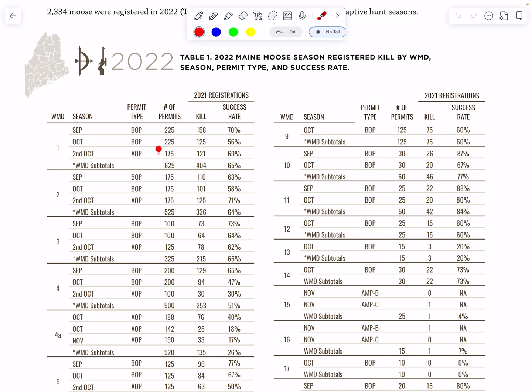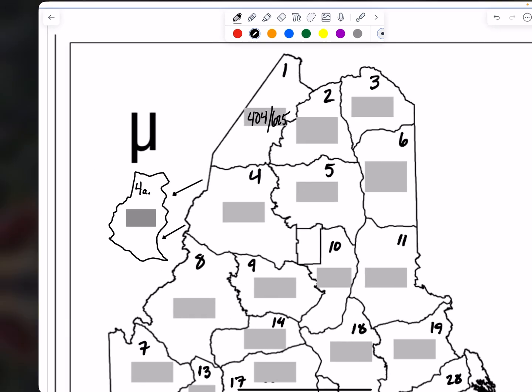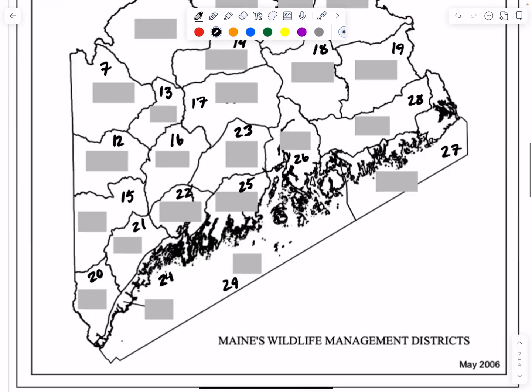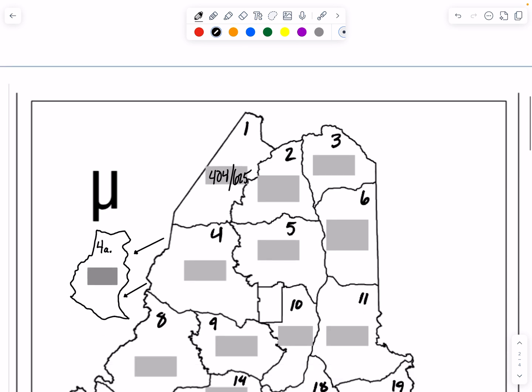In a little bit, we're going to look at the breakdown of permits and the various types that are given. But for now, for each district, all we care about are the number of permits issued and the number of moose harvested there. So we'll go through for each of these. We have 404 moose harvested out of 625. We'll just do the first few districts here. Then we come down to District 2, and we had 336 moose harvested out of the 525 permits issued.